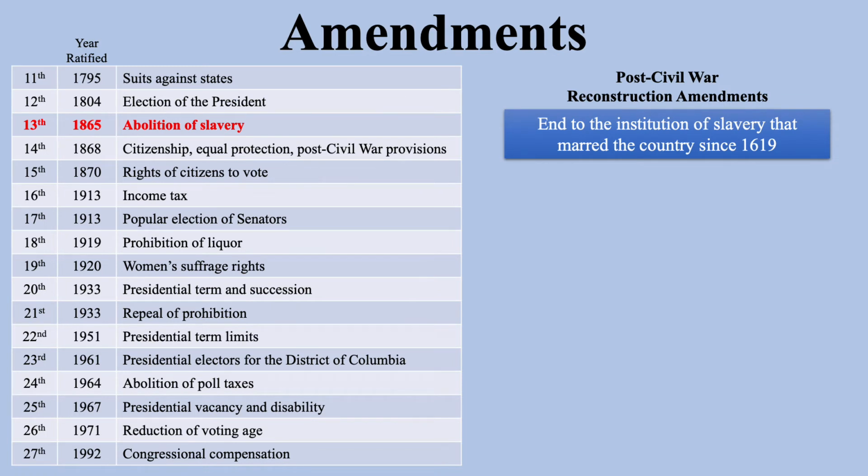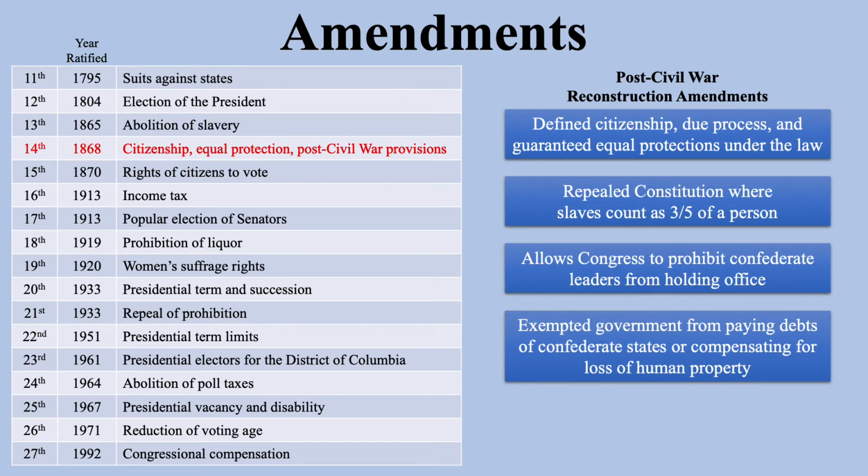The 13th Amendment put an end to the ravages of slavery that marred the country since the early 1600s. The 14th Amendment declared that every person born or naturalized was a citizen of the United States, and it repealed the 3/5 counting of former slaves. Further, it allowed Congress to prohibit former leaders of the Confederacy from holding office, and it exempted the federal government from paying Confederate states for lost use of slave labor.